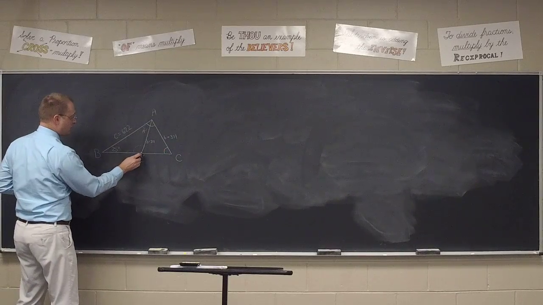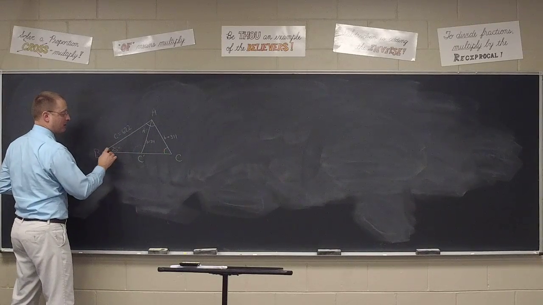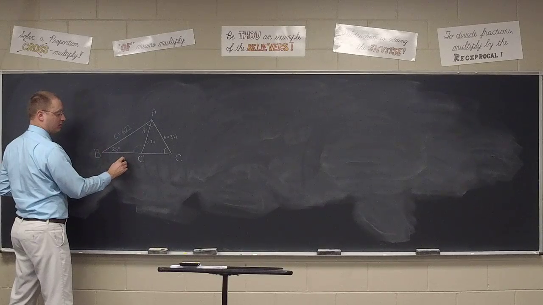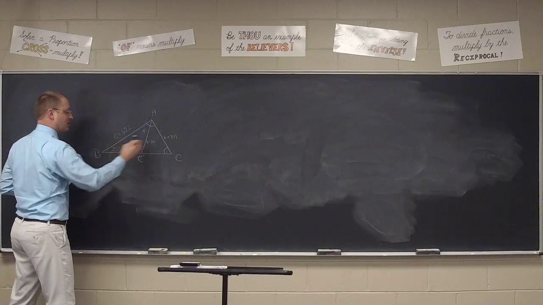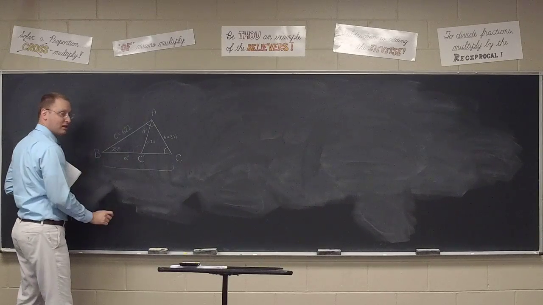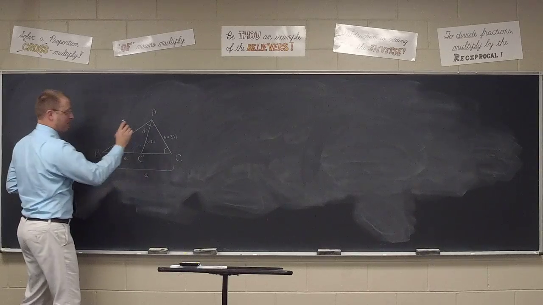Also, that means that just this little piece from B to C prime can be named little a prime, and from B to C gets named little a.